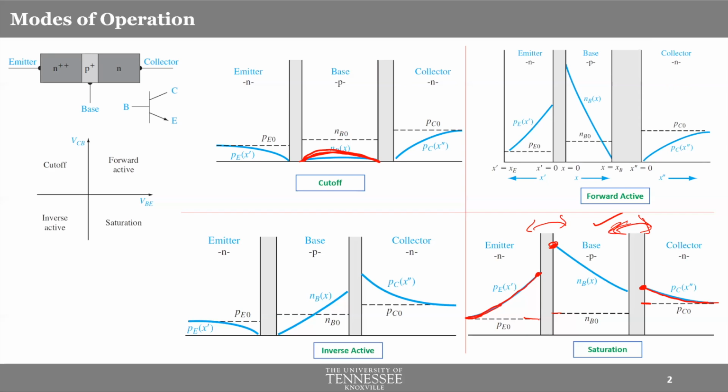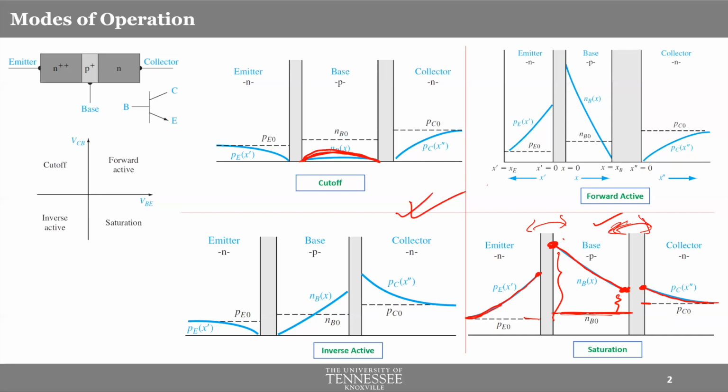Now, base is interesting because it has more than thermal equilibrium in this end as well as in this end, right? Because both of these junctions are forward biased. And essentially what you see here is a gradual change without being equal to the thermal equilibrium concentration, because both of these ends are forward biased.